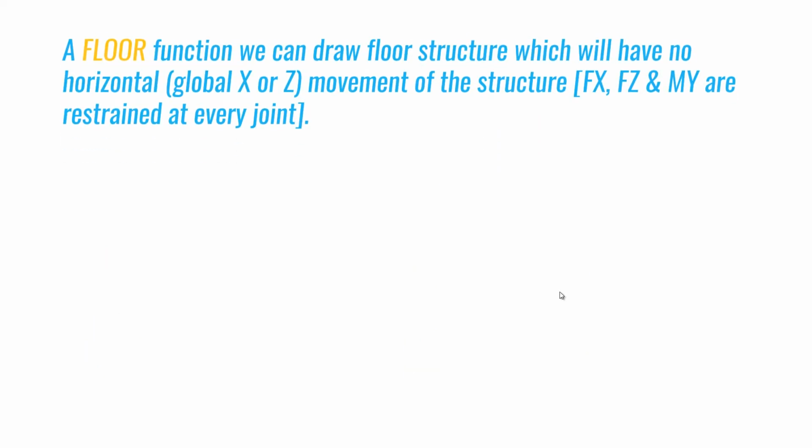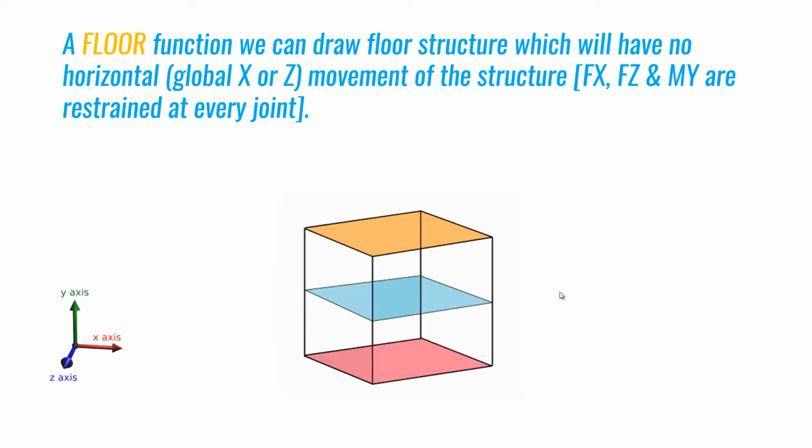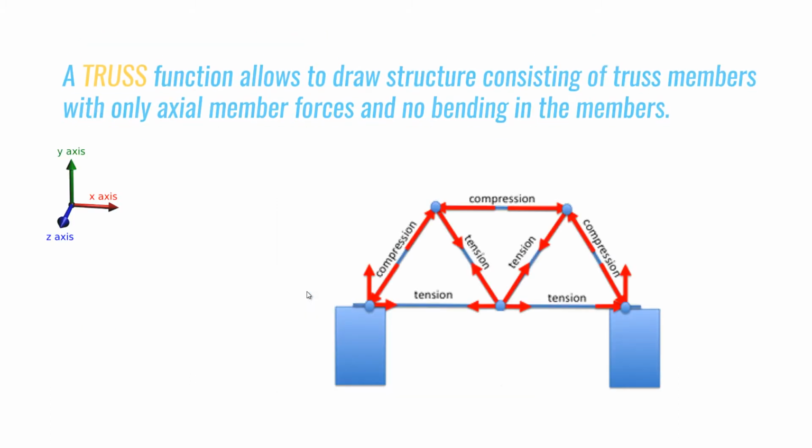And we have floor function, as we can draw floor structure which will have no horizontal movement. That is, there is no movement in x-axis or z-axis of the structure. In a floor structure, at every joint, the force in x and force in z, and moment in y will be restrained.